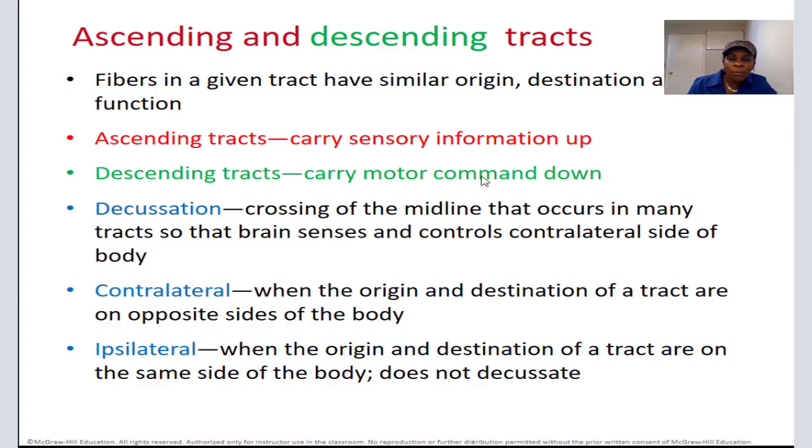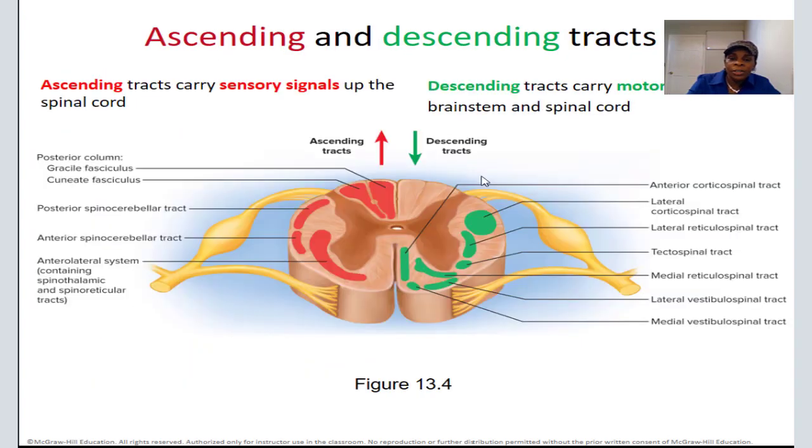That's why sometimes when people have a stroke, the left side of the brain controls the right side, and the right side controls the left side, because those tracts cross over, they decussate, so that one part of your body is controlled by the other part of your brain. That's why it could be ipsilateral or contralateral. Ipsilateral is on the same side, contralateral is on the different side.